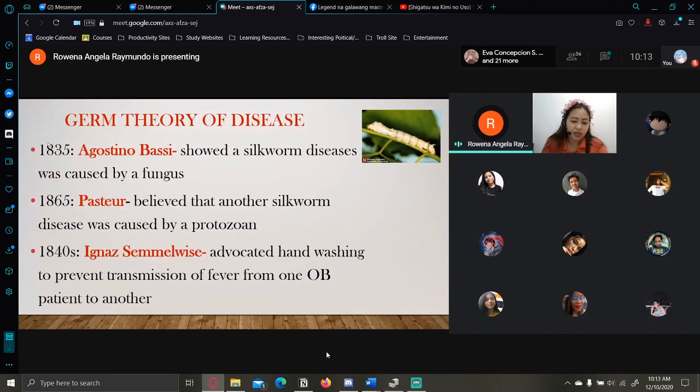So siya ang advocate ng hand washing na until now ini-spread pa rin natin, that is very important to prevent the transmission of diseases such as COVID-19, di ba? Sinasabi nila yan na kailangan mag-handwashing ng matagal, kakanta ka muna ng happy birthday song bago ka matapos mag-wash ng hands mo or mag-sabon ng hands mo to prevent transmission of these microorganisms from one person to another. So, ang nag-advocate niyan ay si Ignaz Semmelweis.